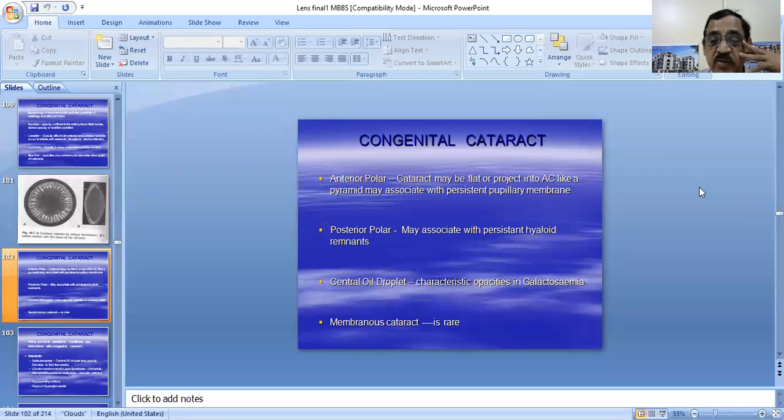Anterior polar, we have already seen. Posterior polar, we have already talked about. Membranous cataract, I told you that it's a rare one. The nuclear cortical matter completely gets absorbed, and a thin membrane will be left behind in the pupillary region, which we mistake for a congenital aphakia.